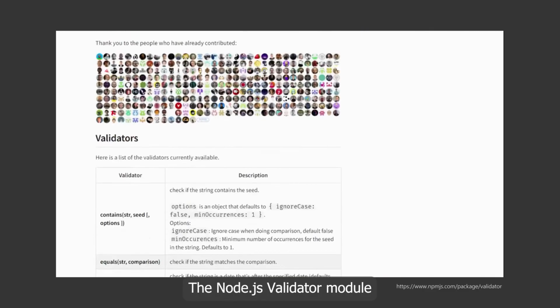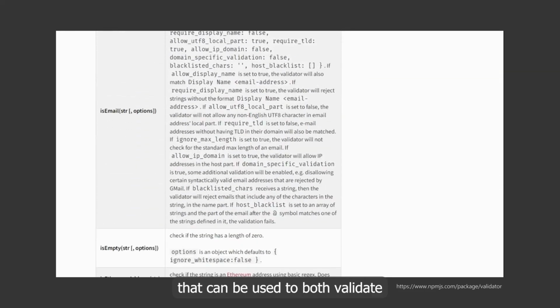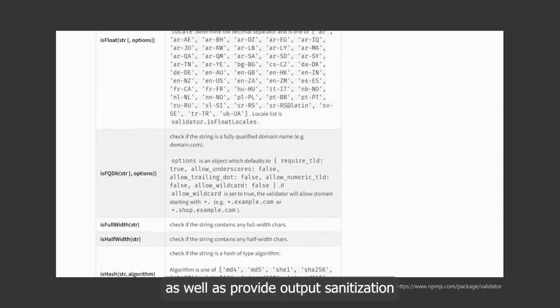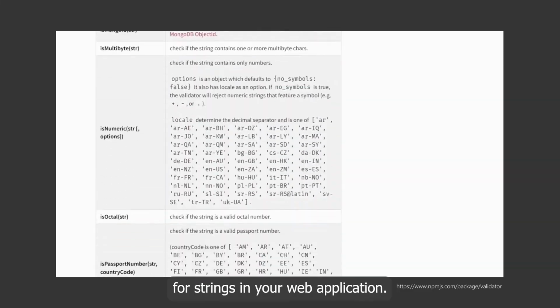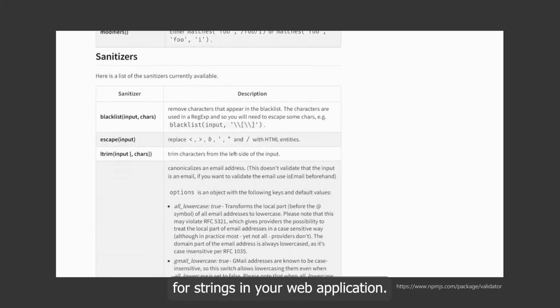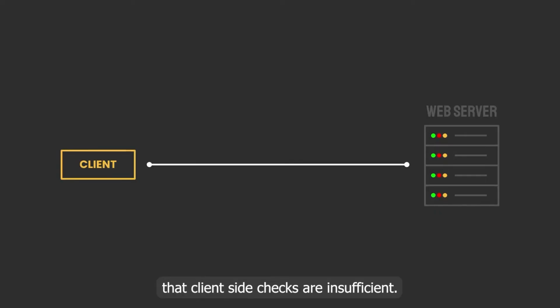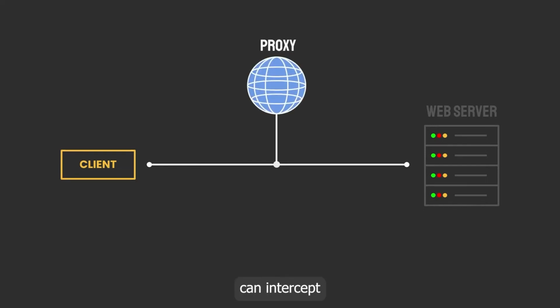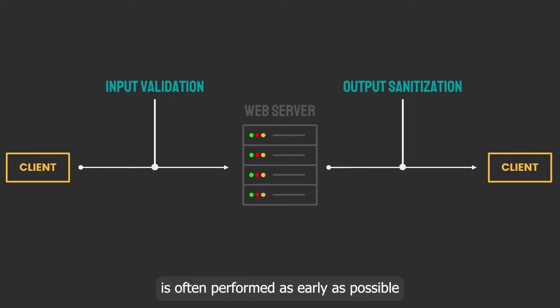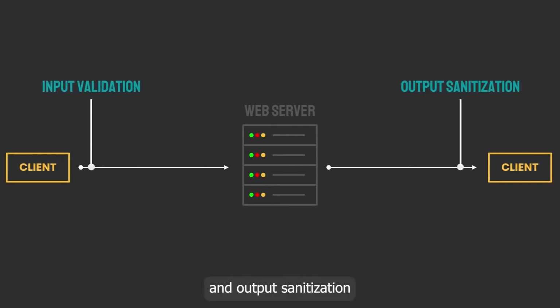The Node.js Validator module is an external library that can be used to both validate as well as provide output sanitization for strings in your web application. It is also important to note that client-side checks are insufficient. Proxy tools like Burp Suite can intercept HTTP requests and alter them before they are sent to the server, effectively bypassing any client-side validation.